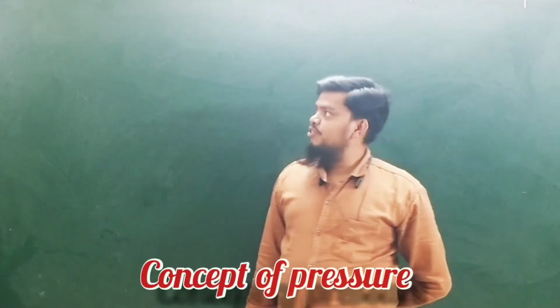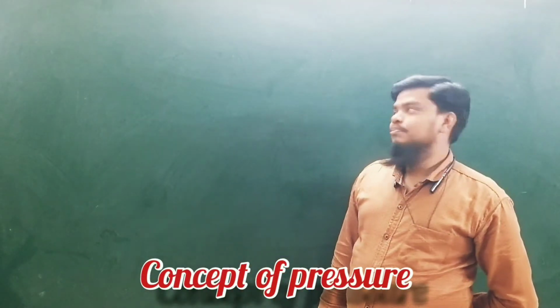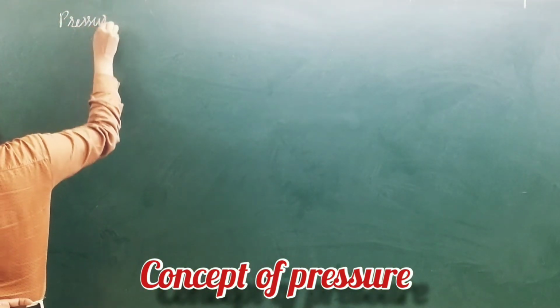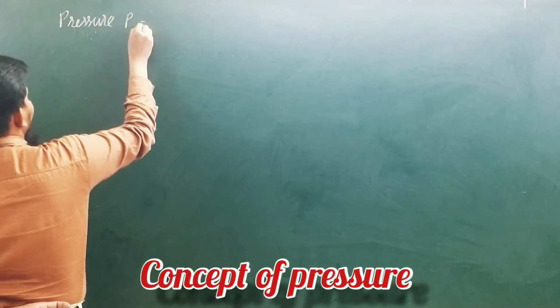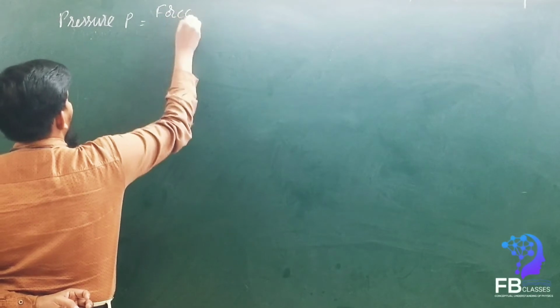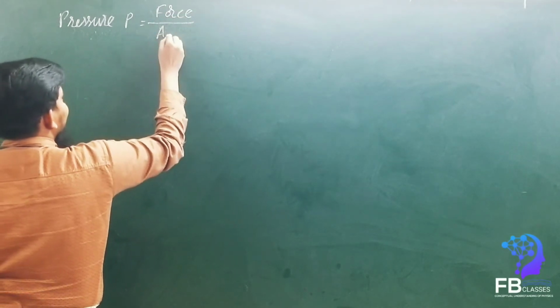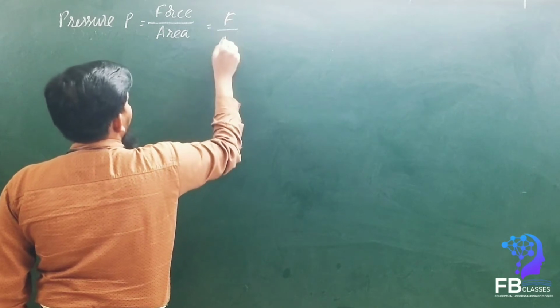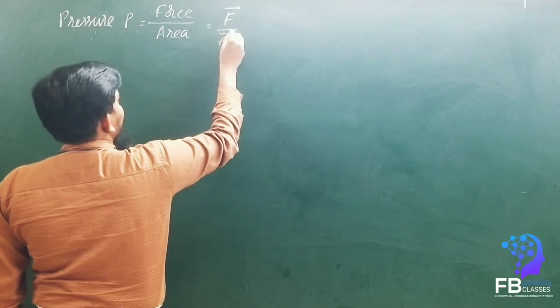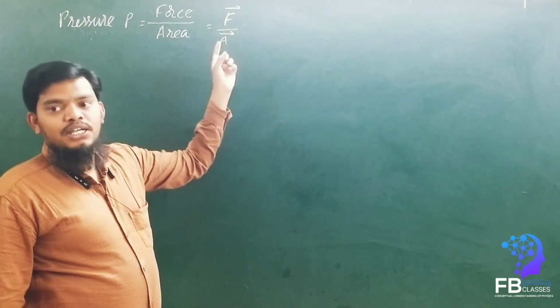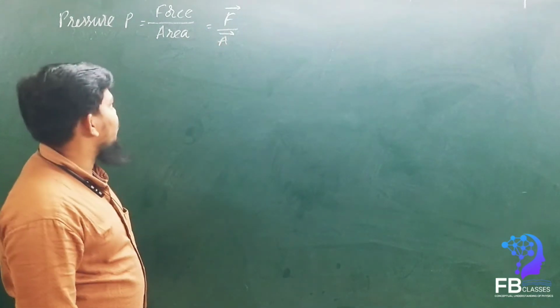Okay students, now we are going to learn about pressure. Pressure P is equal to force upon area, that is F by A. Force is a vector quantity and area vector is also a vector quantity.